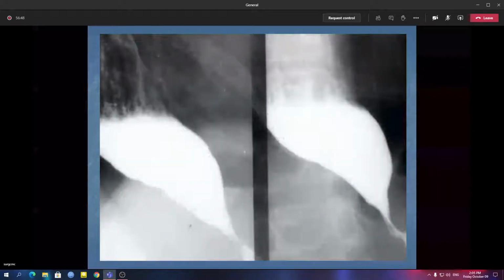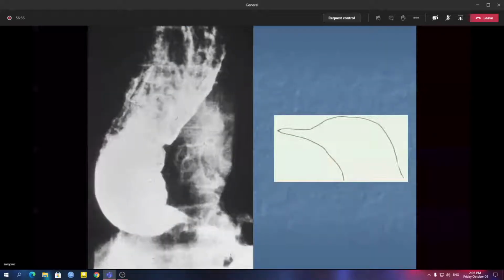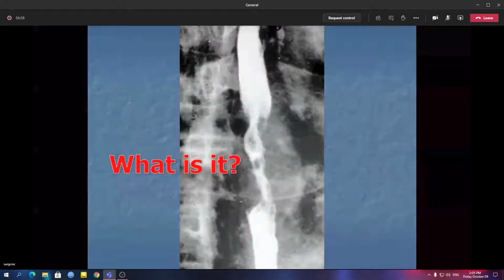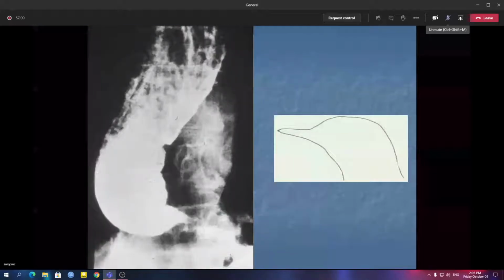Achalasia cardia, sir. This is the bird's beak deformity, typical. From the esophagus, dye cannot get into the stomach. The bird's beak deformity, that is achalasia cardia.